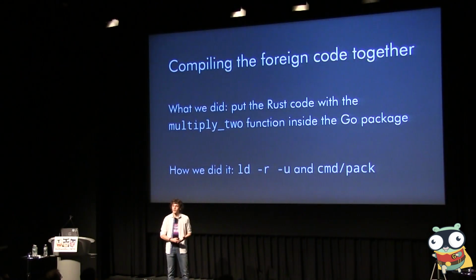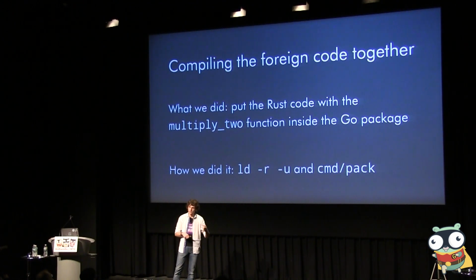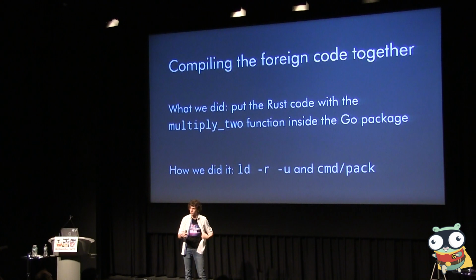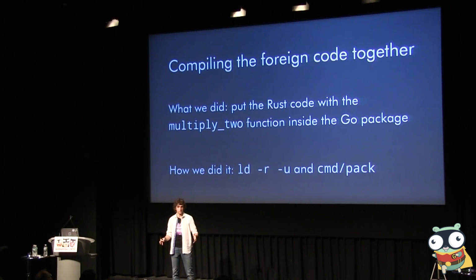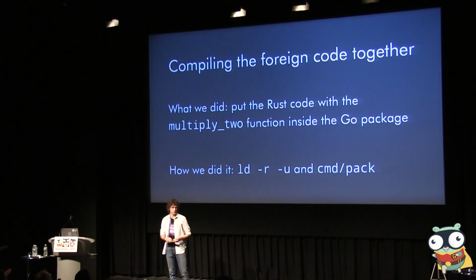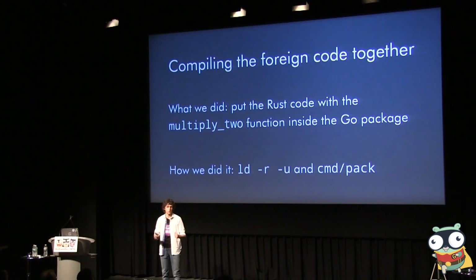So what we did is we compiled some foreign code and we found a way to put that foreign code into a package together with the Go code. They don't talk to each other yet, but they're sitting next to each other, so the linker will find them both. How we did it is by using the linker and common pack. So far, so good? OK.